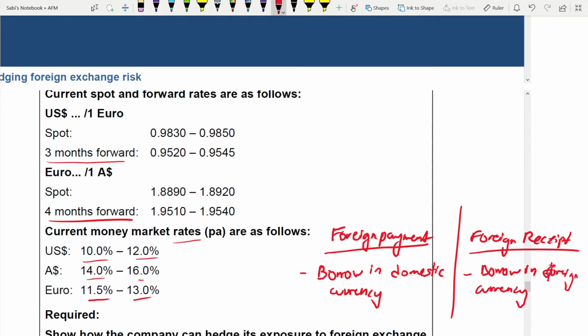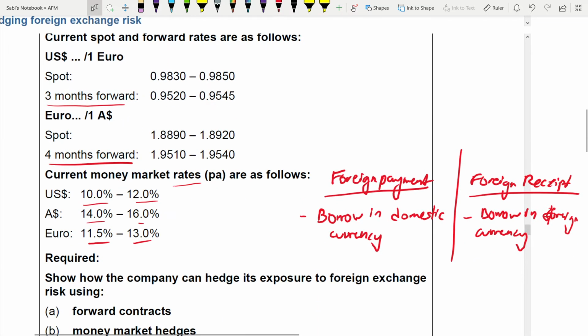Okay, then what do you do? Here conversion comes, you convert. Here also you convert. Then third step. So this is number one, this is number two, this is number three. These three steps you remember, you understood money market hedge. That's it. There is not much about money market hedge, so you don't have to worry.